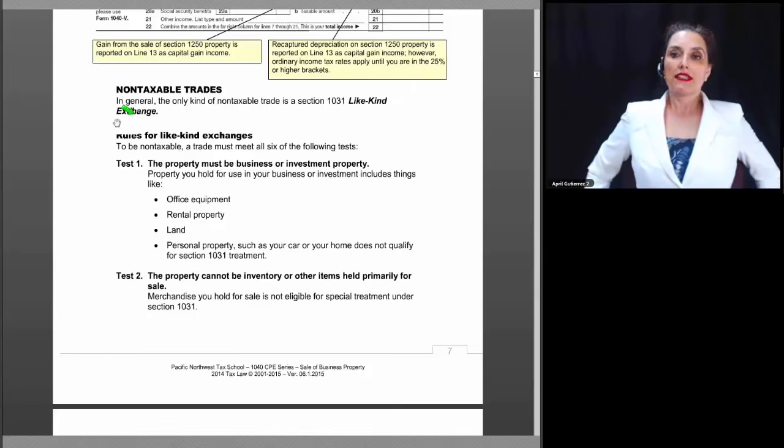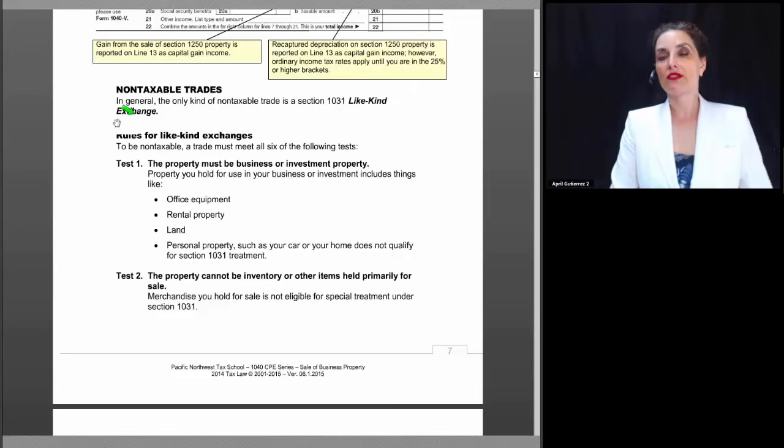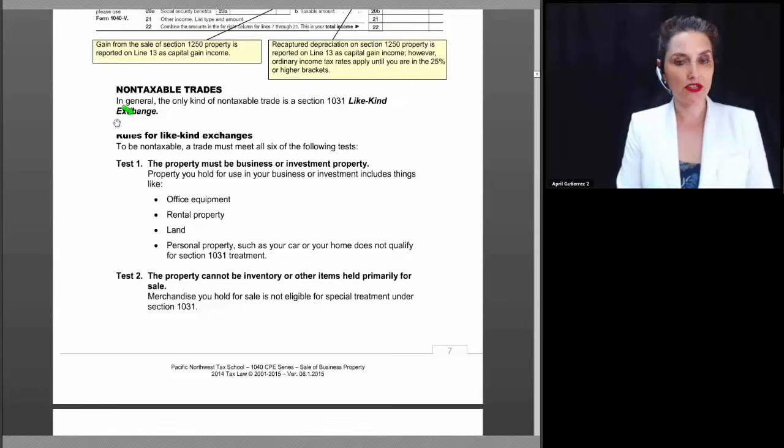But before that, I wanted to interject a little bit of information on non-taxable trades. Now, I do have coming up later in the summer, I think on June 25th, a class where I talk about like-kind exchanges for a full hour. We do detailed illustrations of how to complete Form 8824 and how to figure the amount of a taxable gain and the amount of deferred gain on a like-kind exchange.